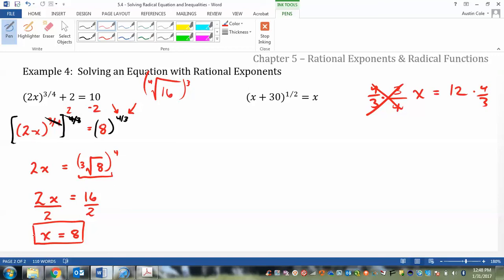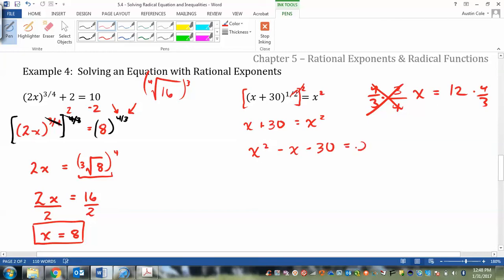Okay? Now this last one. How do you get rid of the 1/2? Well, we're going to multiply both sides by 2 over 1 or just 2. We just need to square both sides. So those are going to cancel. I'm just left with x plus 30 on the left, and I'm left with x squared on the right. I'm going to get everything to the right, so I'm going to call that x squared minus x minus 30 equals 0.